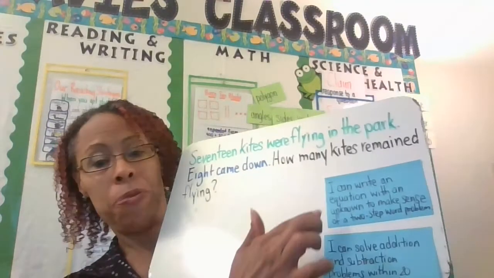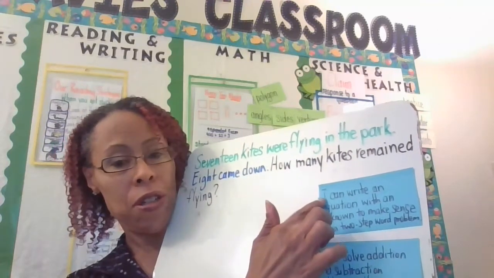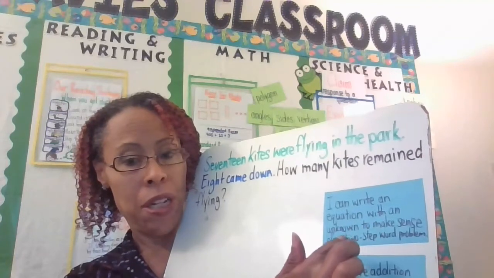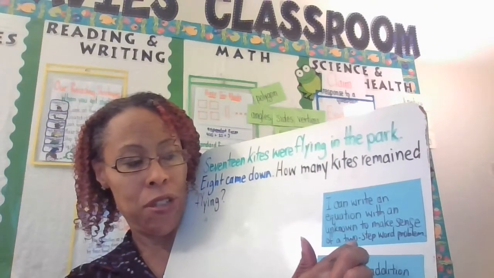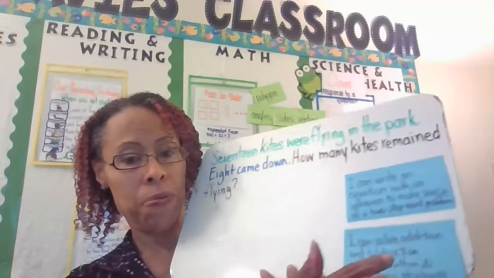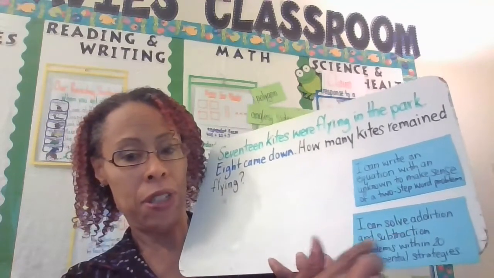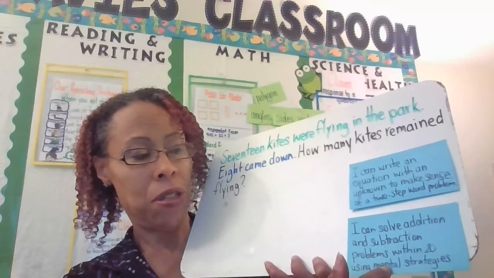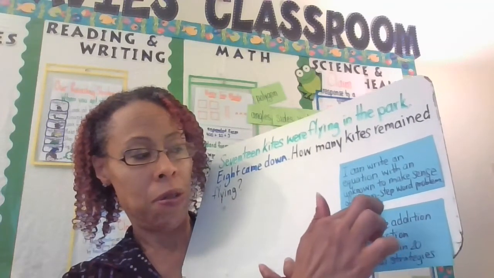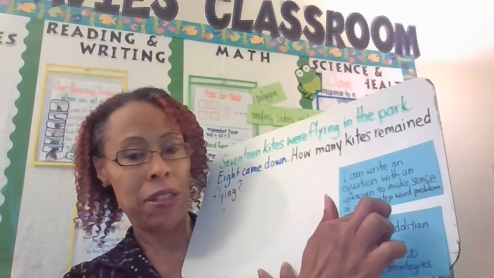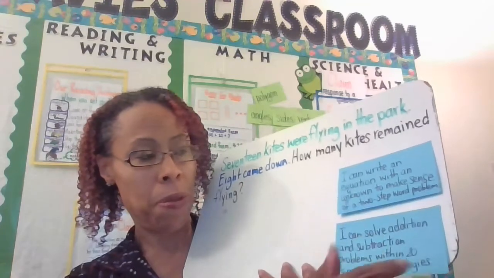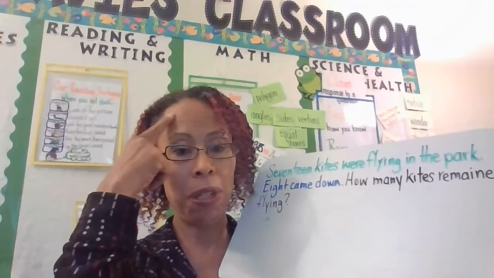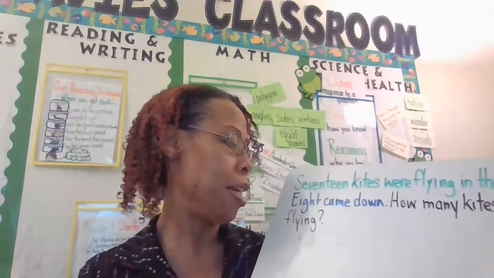Today, our objective or our learning target is: I can write an equation with an unknown to make sense of a two-step word problem. I can solve addition and subtraction problems within 20 using mental strategies. So the focus again is that it's going to be a two-step word problem, and we're going to be using mental strategies, which means we are thinking in our heads.